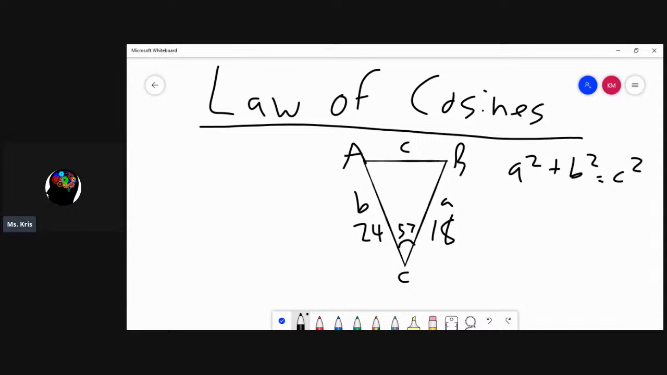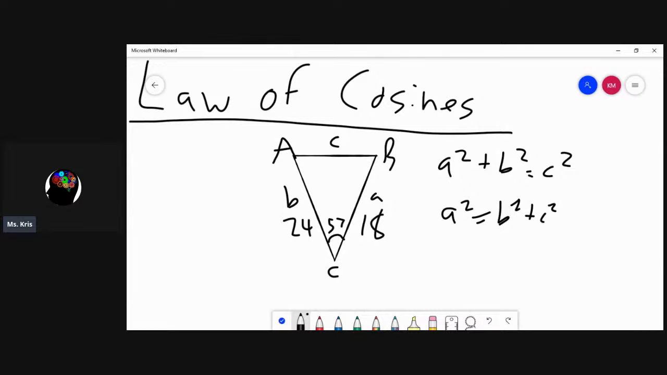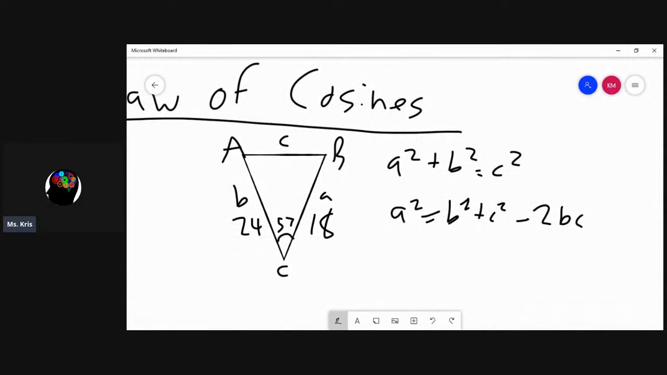Side A, based on law of cosines, its equation would be a squared equals b squared plus c squared minus 2 times the side length of B times the side length of C times the cosine as it relates to angle A. So if you're trying to find side length A, this is the equation you must follow in law of cosines.